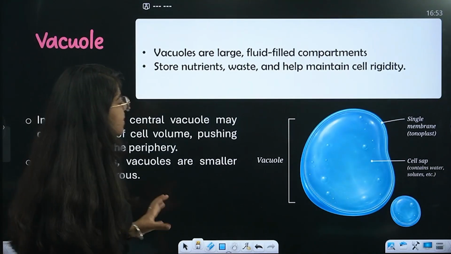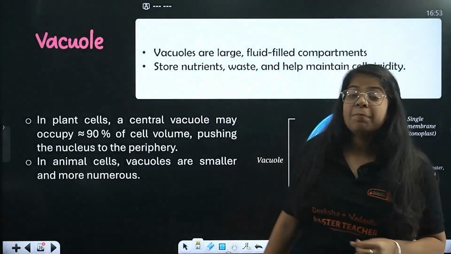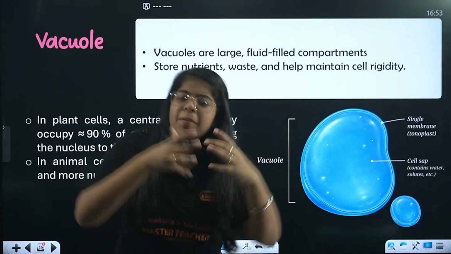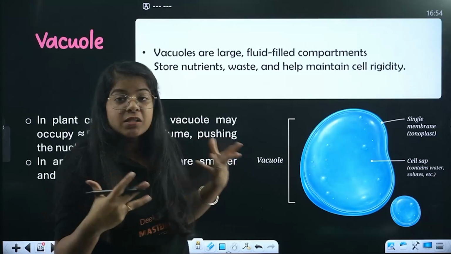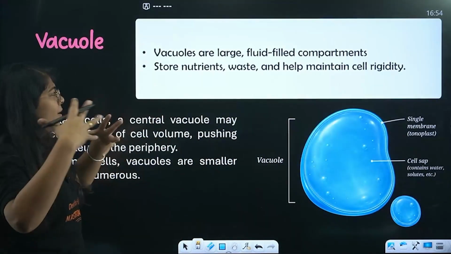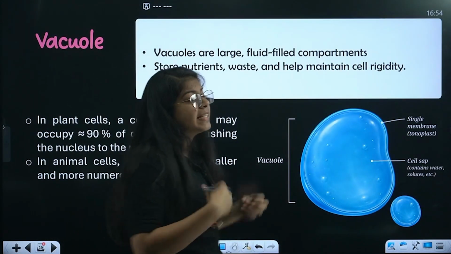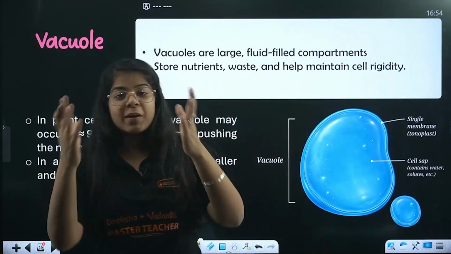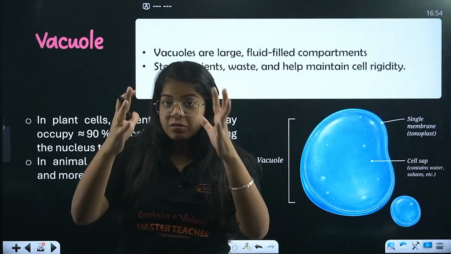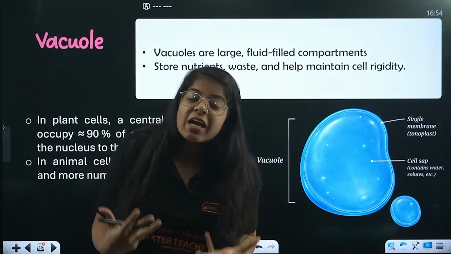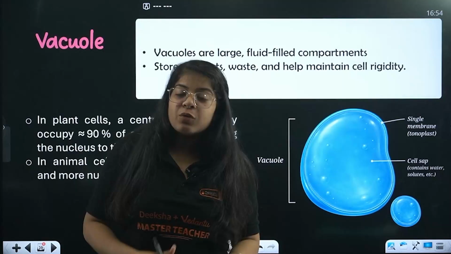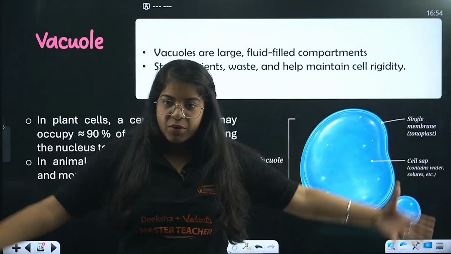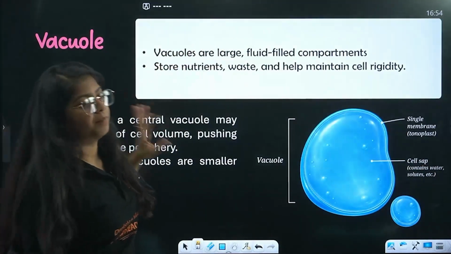So inside this cell we have these structures. Now in plant cells this is big, but only one, right? But in animal cells it is small but can be many. Now what is the main function of this? It stores nutrients and waste and helps maintain the cell rigidity. It is so big, it occupies almost 80% of the space of the cell, and hence it gives the shape of the cell, right? It stores nutrients, it stores some waste, and then it goes out of the plasma membrane. Okay, these are large fluid-filled compartments. Done?